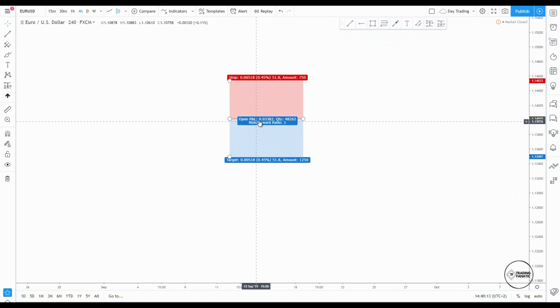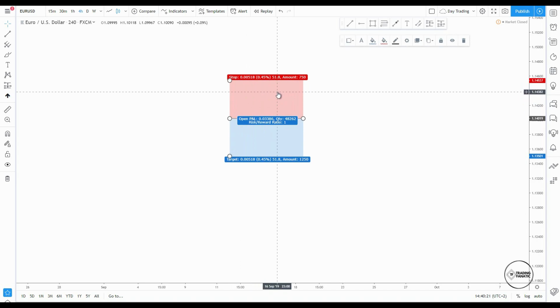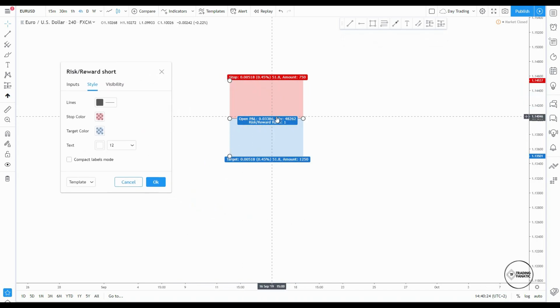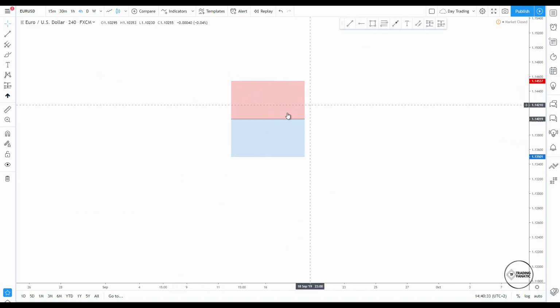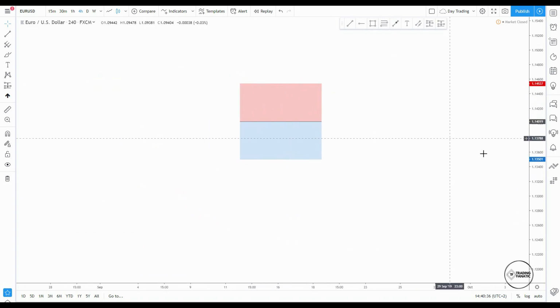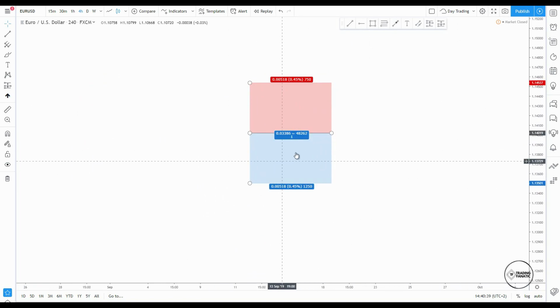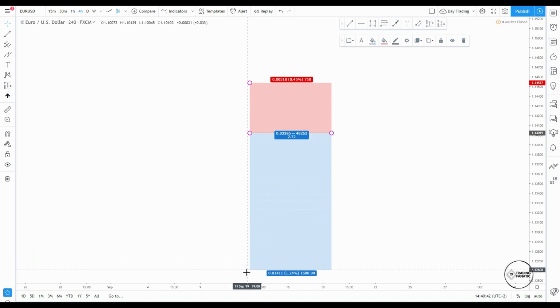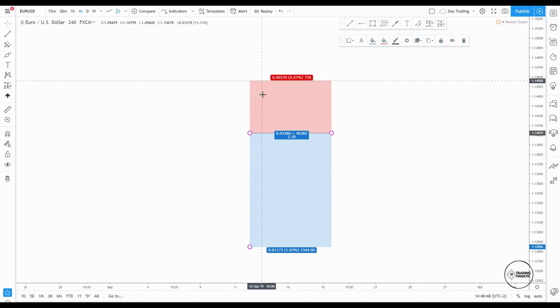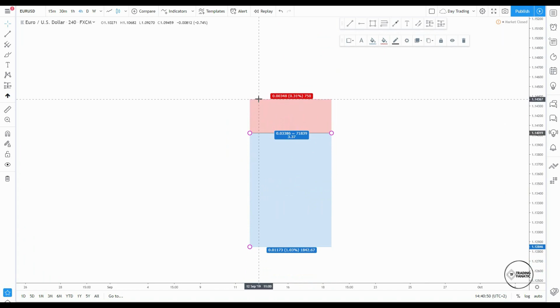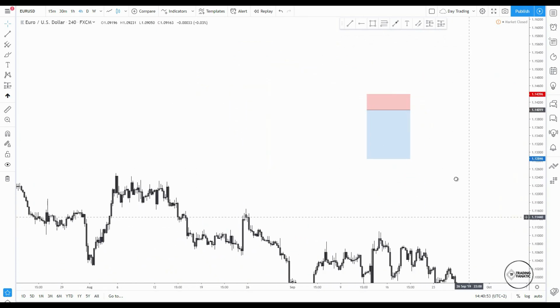So you can see here risk/reward ratio. So that is your risk to reward ratio, that is your target, and that is your risk here, your stop loss. So if you want to minimize it, to make it with fewer characters, double click on it, go to style, compact labels mode, hit OK, and you have a very, very good looking box. So basically this is your stop loss, this is your profit, and as you move your profit down, you can see your risk to reward ratio starts to increase. As you move your stop loss up, it increases, and vice versa. So that is the tool, that is how we're gonna use it.